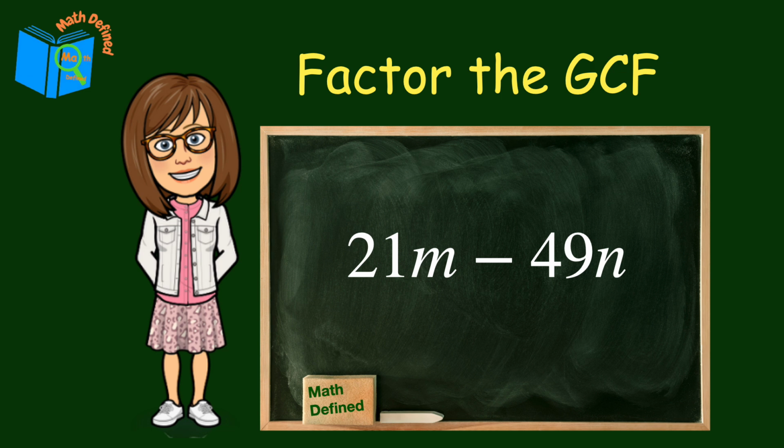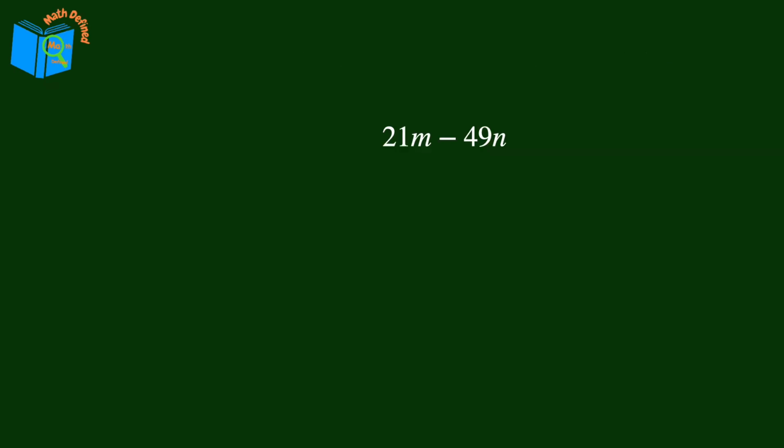Today we're going to factor the GCF from algebraic expressions. I'm going to show you two different methods to factor out the GCF, or greatest common factor, in expressions. The first method I'm going to use is a more traditional method, where you find the GCF of the terms first and then use division to factor the expression.